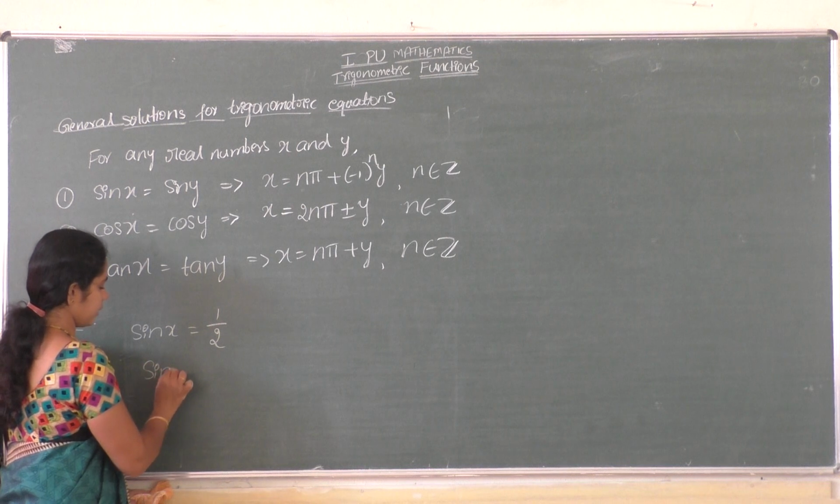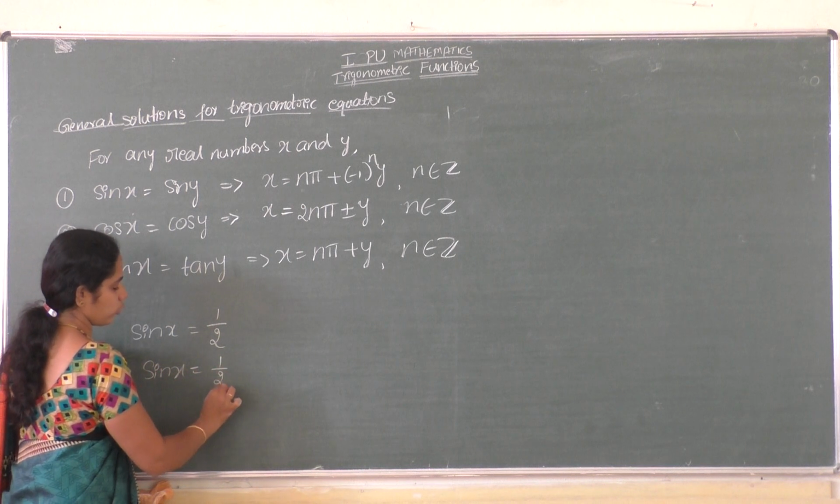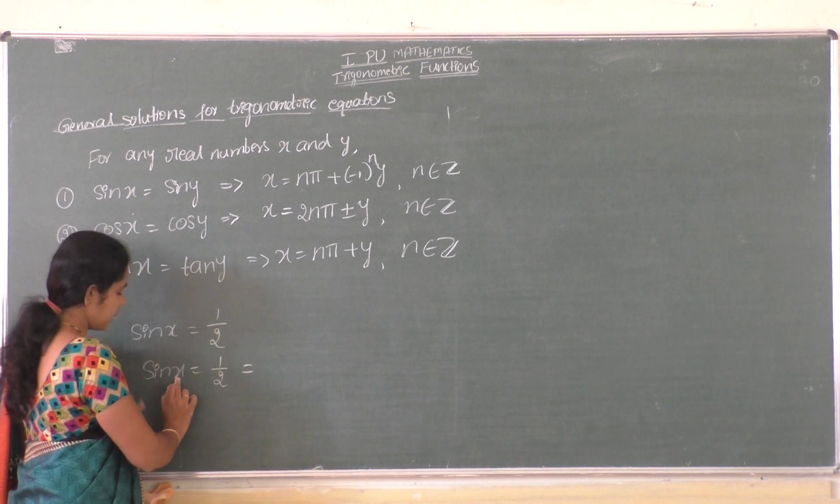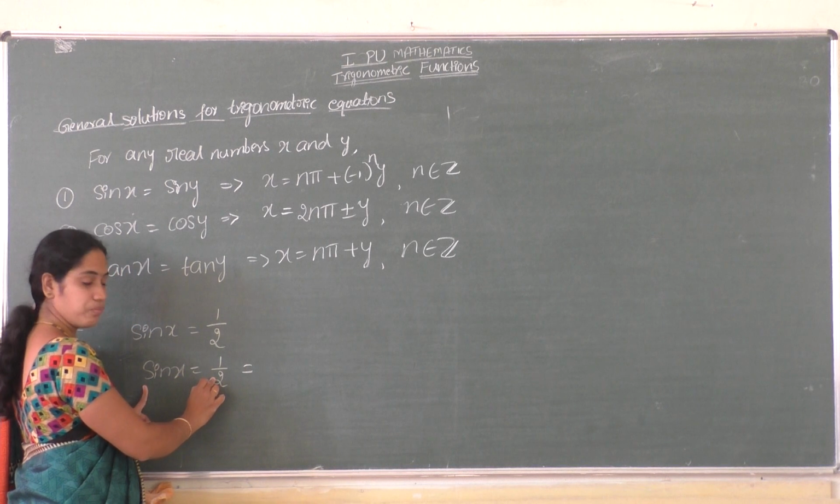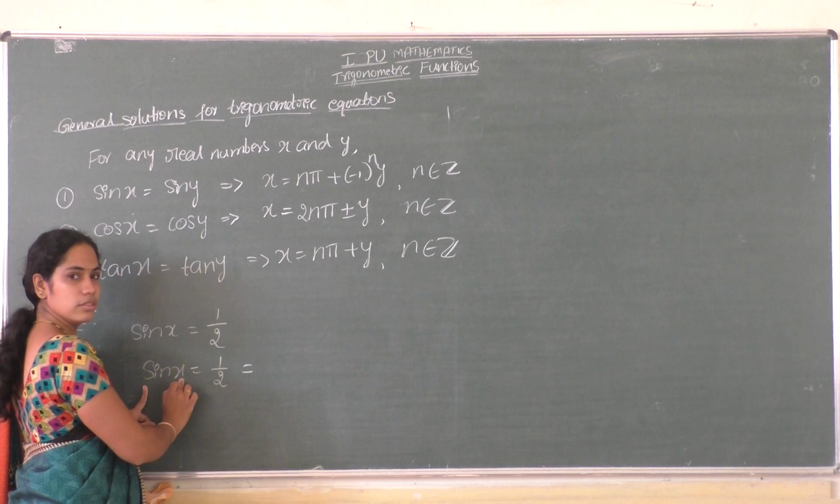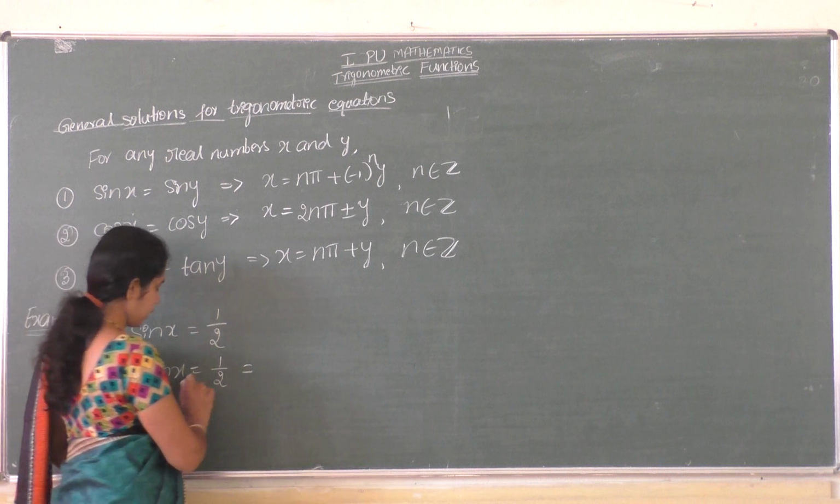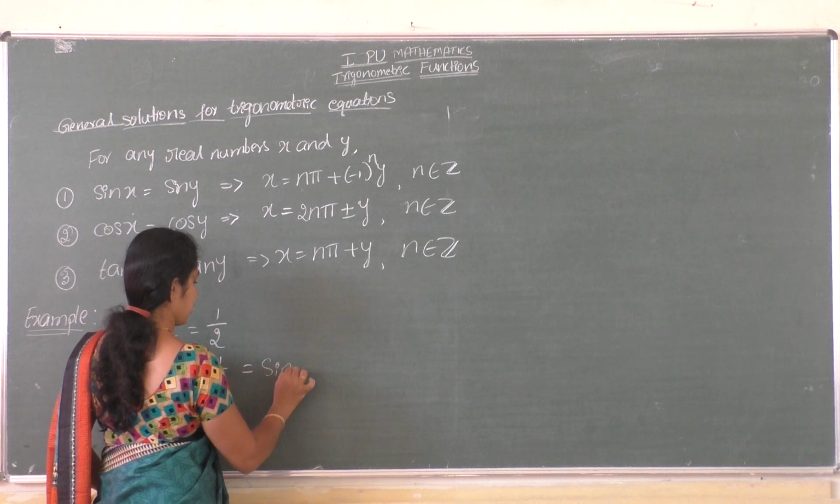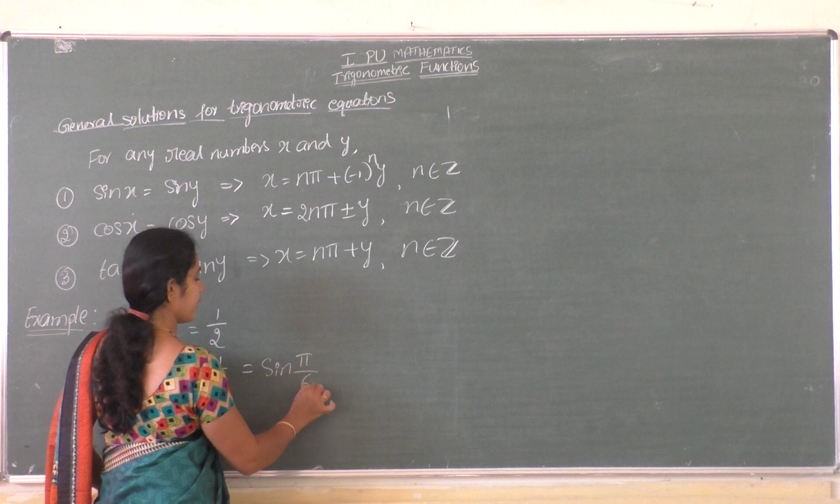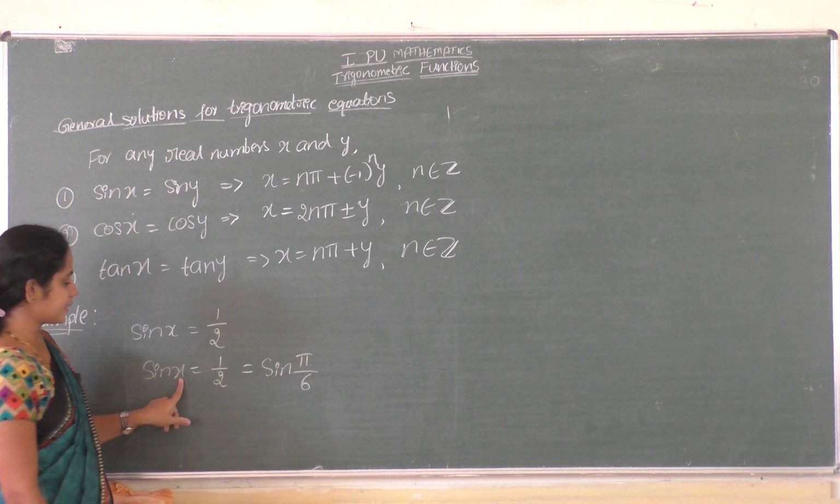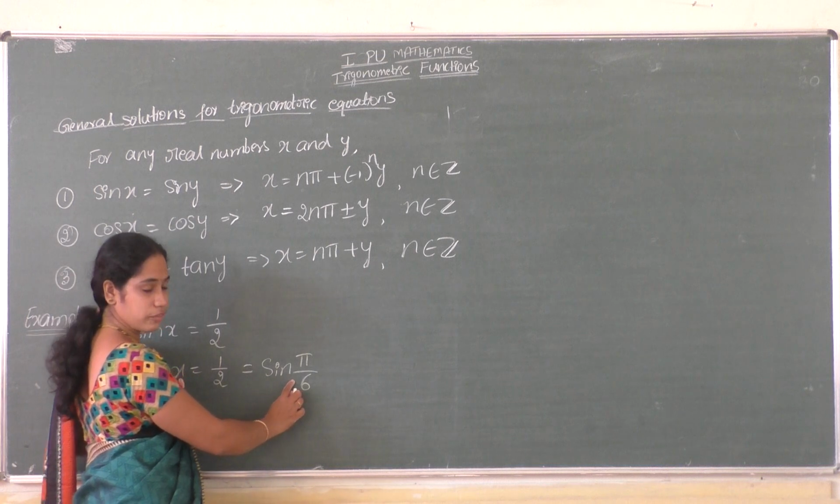We can write sin x equal to 1 by 2. For which value of x is sin x 1 by 2? x is 30 degree, means pi by 6. Correct. Sin pi by 6. This is the form of sin x equal to sin y.